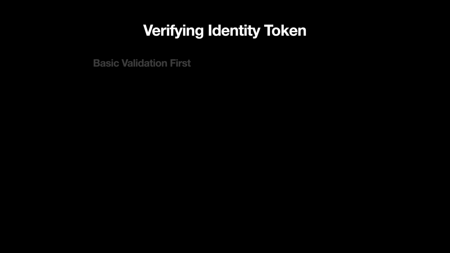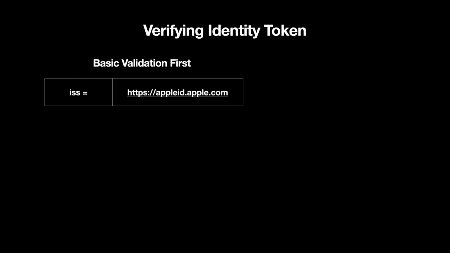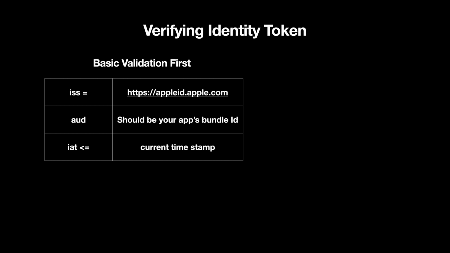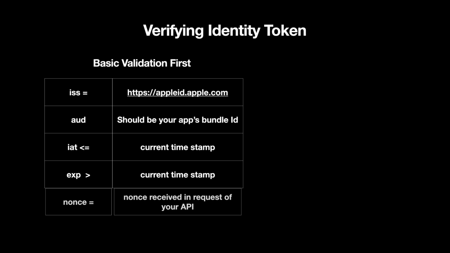So we need to decode the token and do the basic validation first. We need to check whether the iss node is exactly equal to https://appleid.apple.com. Then the aud should be our app bundle ID. The token's creation time should be less than or equal to the current timestamp. The expiration time should be greater than the current timestamp. And the nonce, if we send the nonce along with the identity token and auth code to our backend server, then the nonce received in the request and the nonce decoded in the identity token should be equal.